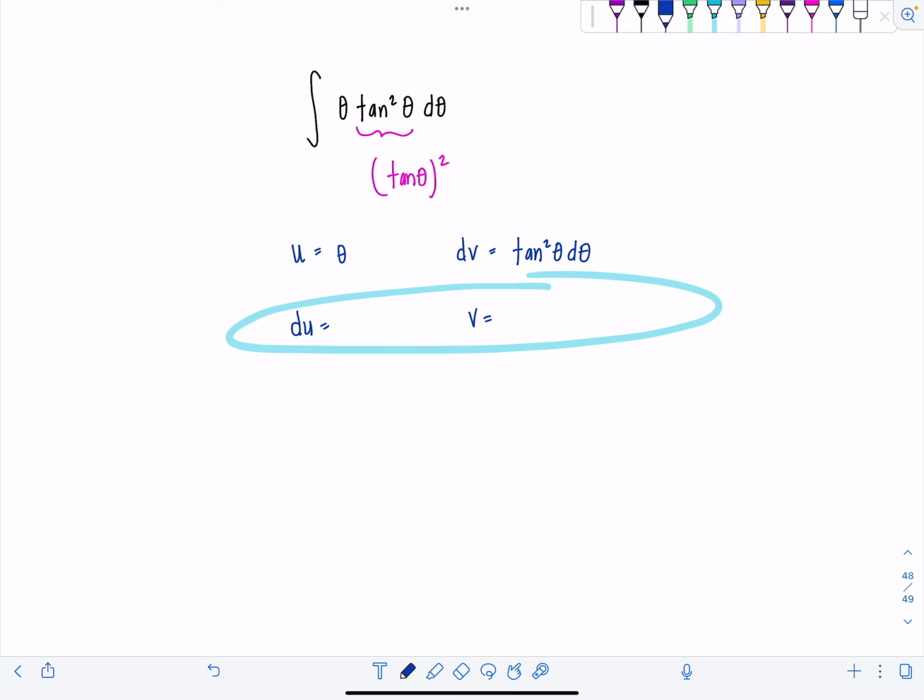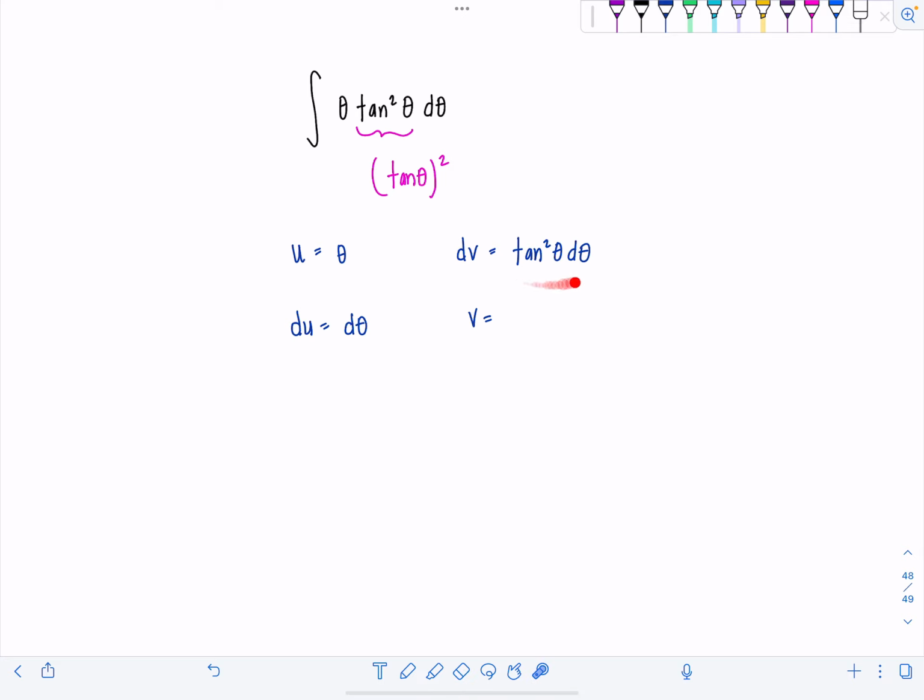Now notice I picked it this way because if u is theta, then du is just d theta, which will be nice for us. However, to find v, we have to antidifferentiate tan squared theta d theta. And you might be rummaging through your mind and trying to say, wait a minute, I don't know the antiderivative of tan squared theta immediately. But actually, yes, you do.